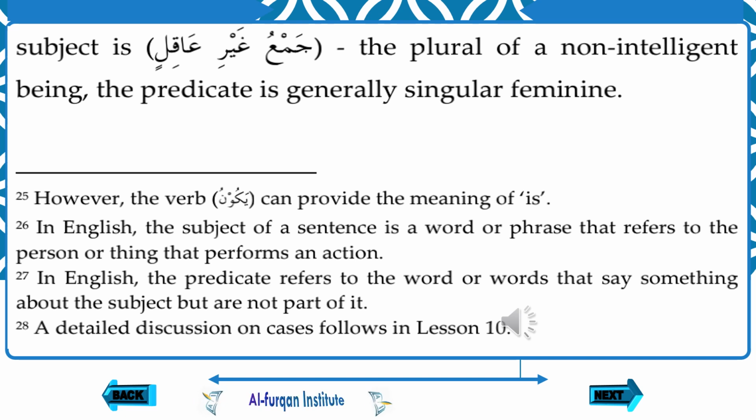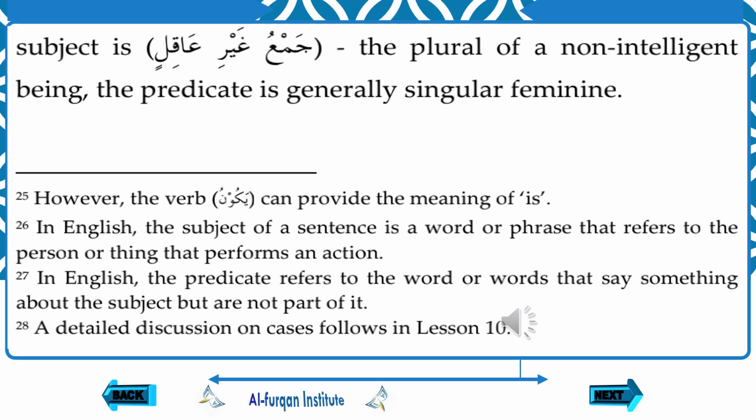This is just a recap. The subject, the mubtada, is usually a noun, comes first, and is definite. The khabar, which is the predicate, usually says something about the subject, comes after it, and is also indefinite most of the time. For example, we have al-labanu baridun, so the milk is cold. Al-labanu is the mubtada and is a definite noun, and baridun is the khabar describing the milk, and it is indefinite.